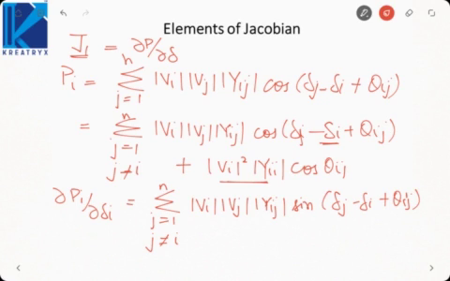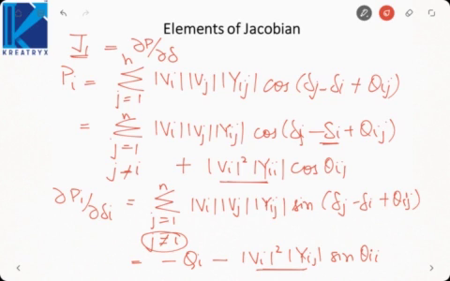So now if we wish to write it in a more compact form, this form resembles Qi. So I will write how much it will become: minus Qi minus mod Vi square mod Yii sine theta ii. How I have written it is, I have added and subtracted this term so that the condition j is not equal to i goes away. If you add this term, then this condition will go away and this will become minus Qi. So that is how we have arrived at the diagonal element.